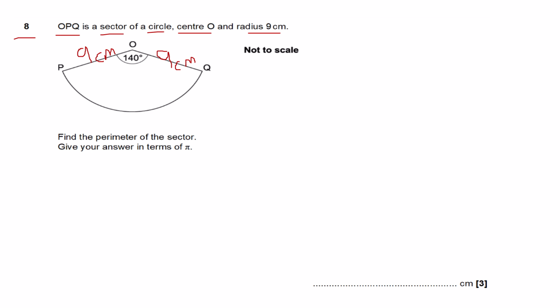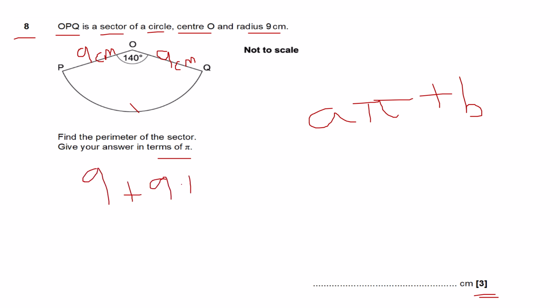If this is asking for the answer in terms of pi, this is most certainly going to be a non-calc paper. So our answer will be in the form A pi plus B, or A plus B pi. And it's a 3-mark question. Perimeter is the distance around the shape. So it's going to be 9 plus 9 plus the arc length of PQ. I'll just put length of PQ, so we're going to have 18 plus PQ.